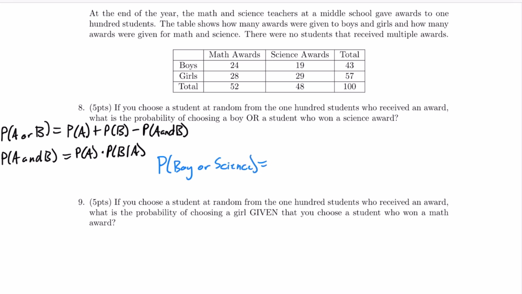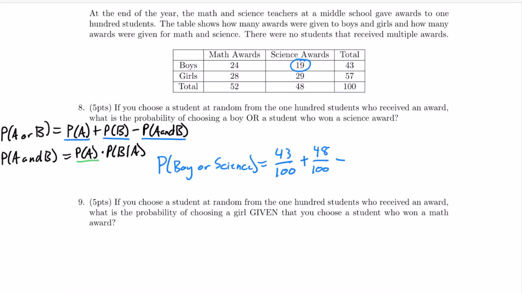I'm going to start off with the first part of my formula, which in this case, event A is choosing a boy. So I'd say, okay, the probability of just choosing a boy would be 43 out of 100. Then I'm going to add that to the probability of the second event, which is just choosing someone who won a science award. So that'd be 48 out of 100. And then I'm going to subtract the probability of getting a boy and someone who won a science award. So you can do that just by looking at the table and saying there's 19 boys who won science awards out of the 100. Or you can use the AND formula to calculate this out.